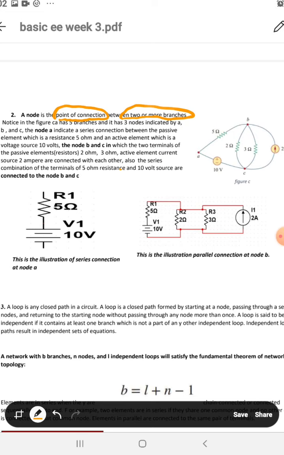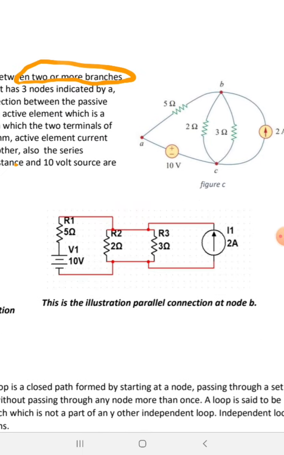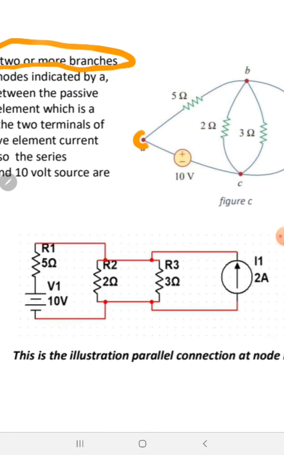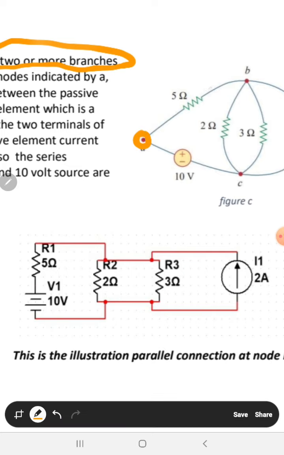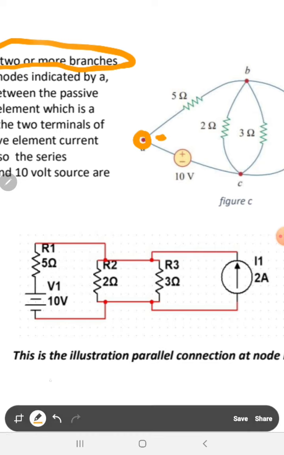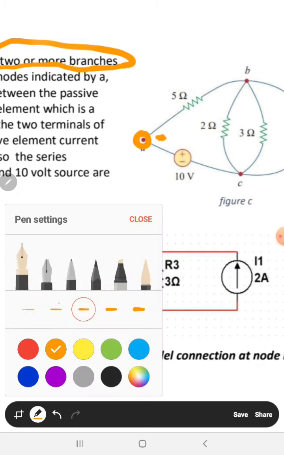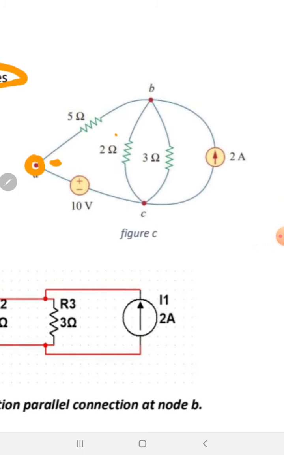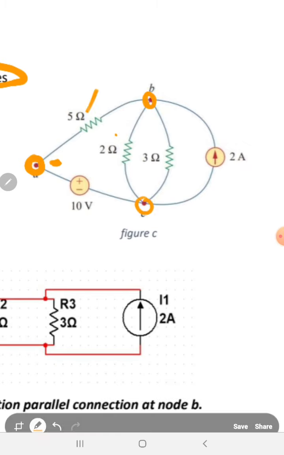and your nodes B and C indicate a parallel connection. So, as I have said, your node A is in series with your 5 ohms. This indicates a series connection, kasi isa lang yung node na nagdikit sila. And your nodes B and C indicate a parallel connection between the combination of 5 ohm and 10 volts.